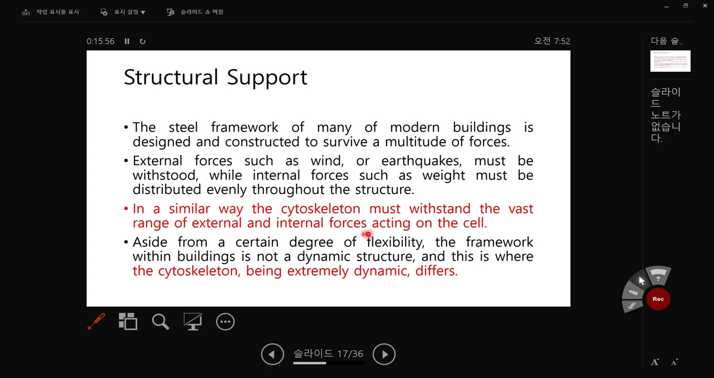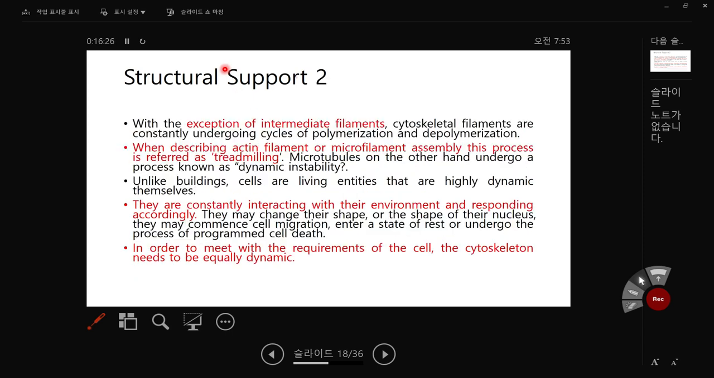Aside from a certain degree of flexibility, the framework of a building is not a dynamic structure, but this is where the cytoskeleton, being extremely dynamic, differs. Cells are alive, so they can change anytime, but buildings cannot change. So this is a difference between the building and the cell cytoskeleton. But in terms of structural support, they have that in common.